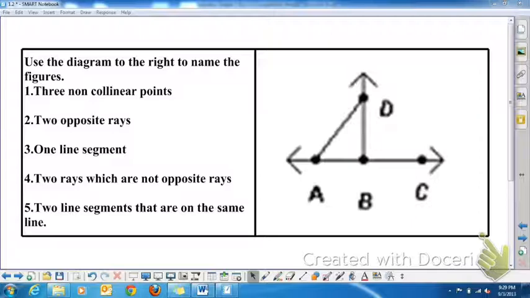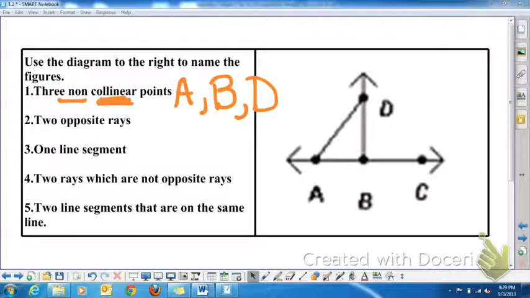You want to name these figures. Three non-collinear points. Non-collinear means not together on the same line. So you could say points A, B, D. Every 2 points will be collinear. It's the third one that makes them non-collinear. Another example would be ADC or BCD.